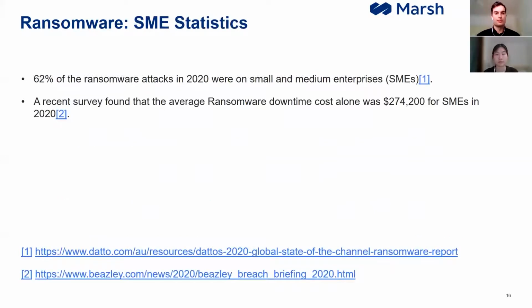I just wanted to touch a little bit on the ransomware statistics for a small to medium enterprise and how that compares. So just so you're aware, 62% of ransomware attacks in 2020 were actually found to be on small and medium enterprises. And in another survey, it was found that the average ransomware downtime cost alone was $274,000 for small to medium enterprises, which is interesting because the downtime cost alone is only one element of a business interruption incident for ransomware. A ransomware attack has other costs, which include the IT recovery costs, network remediation, and the actual extortion amount of the ransomware demand. So ransomware is still quite expensive for a small to medium business.